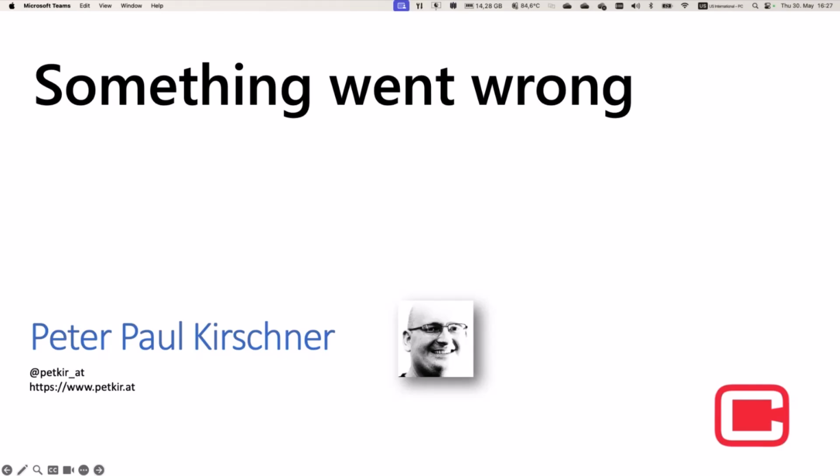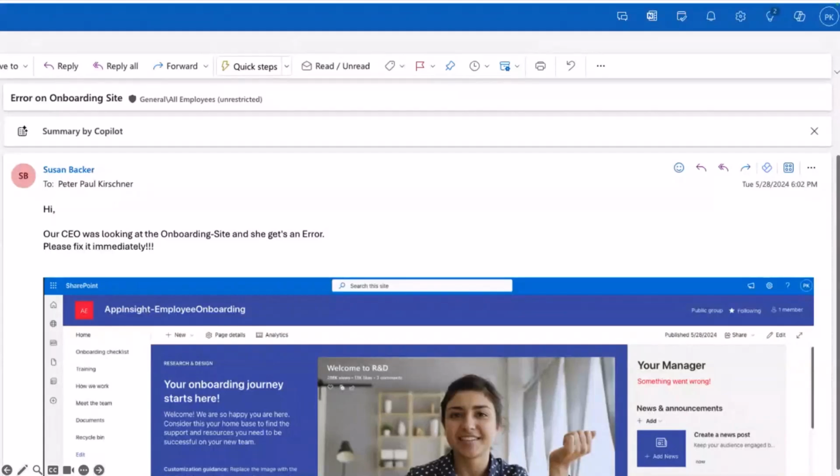I'm taking a look at some samples and issues, and they are really simplified to explain it more easily. The first thing is I received an email from Susan Baker, and she tells me that our CEO has a big problem with our onboarding site. This is a default template from SharePoint, and I added one little thing. I added a web part here, and what we can see in the screenshot is that something went wrong.